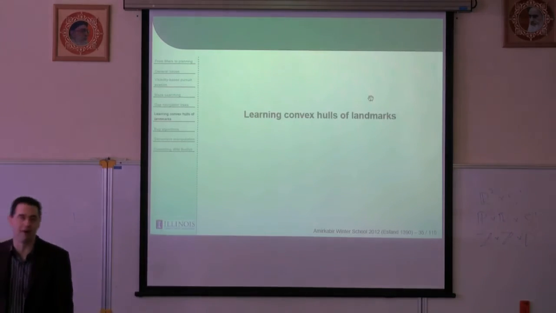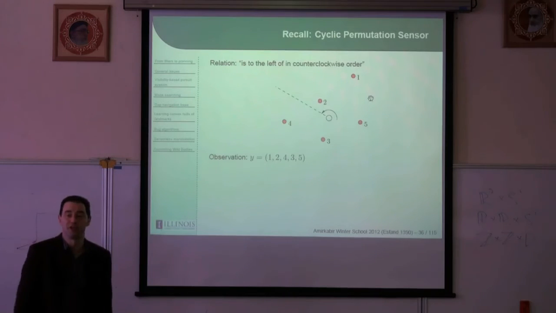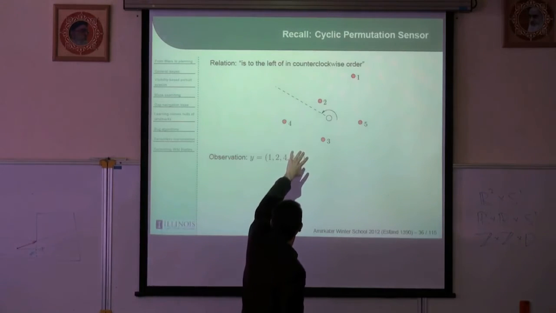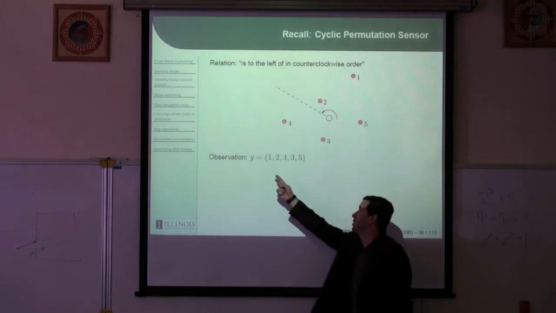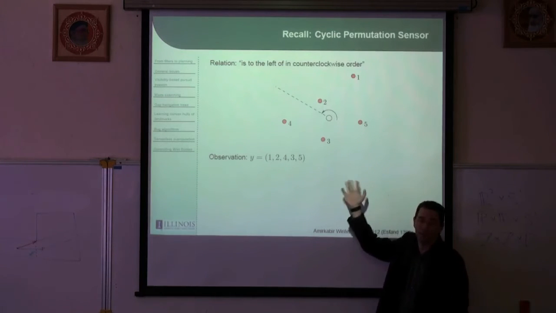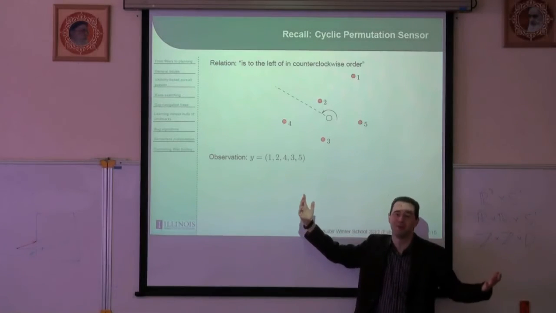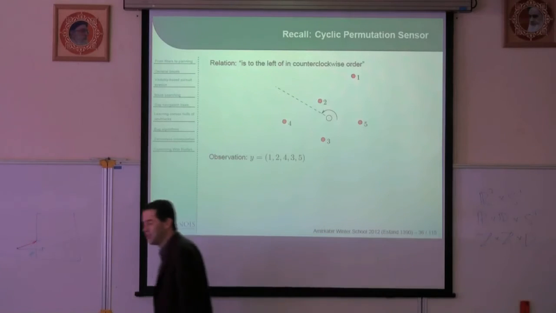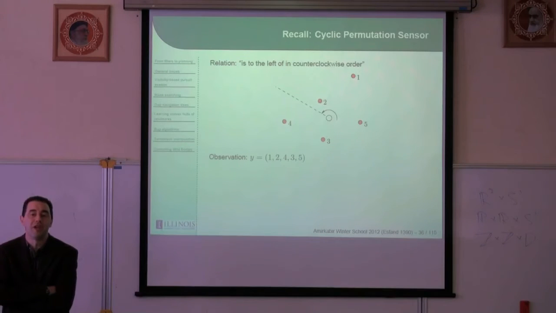Here's another problem, and this will remind you of computational geometry quite a bit. Remember this one, the permutation sensor from a few days ago, last week? So this is a relational sensor, right? The robot's there, it does a counterclockwise sweep, and it gets an observation like this, which is the cyclic ordering. And be careful, it's cyclic. So 4, 3, 5, 1, 2 would be the same. It doesn't matter which number I started with, it's a cyclic permutation. If you have that sensor, and if you have some points in the plane, we ask the question, what can you learn about the arrangement of those points? And what kind of task can you solve?